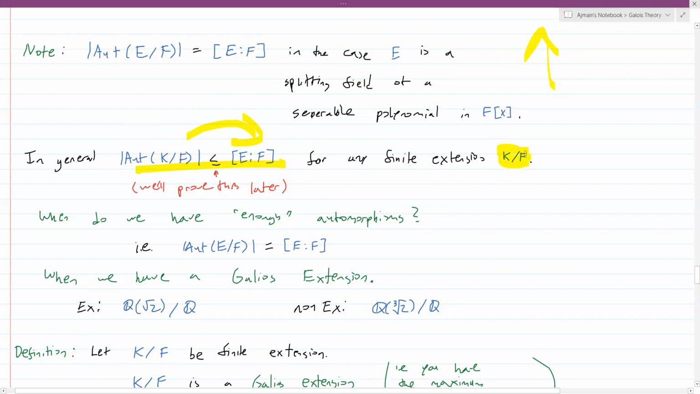And in general, when you have a finite extension, you have an inequality, right? Less than or equal to. If it's a finite extension and it's not a splitting field, it's usually less than. And we'll prove this later.